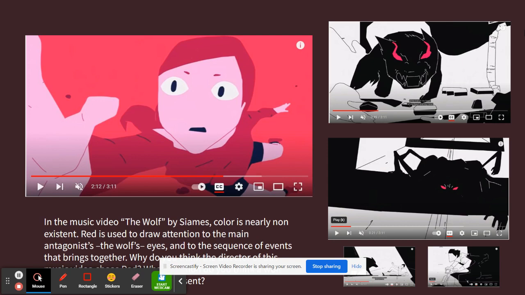But in the sequence of events that brings the three main characters, who are the good guys, so to speak, together from their individual storylines, they have a bunch of red around them, red in different shades. Why do you think the director chose red for this purpose? Would this look different or have a different feeling to it if, for example, the director chose to use blue for the wolf's eyes or this sequence that actually has a lot of color? So why did he choose red, do you think?